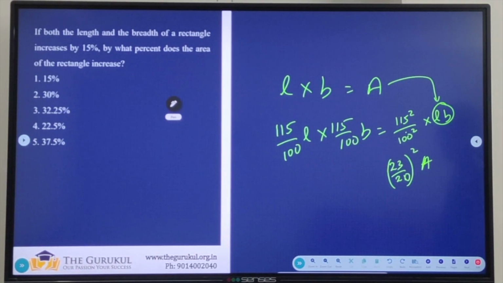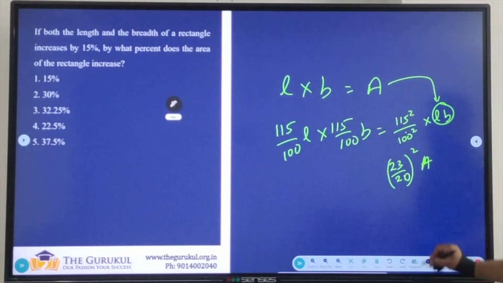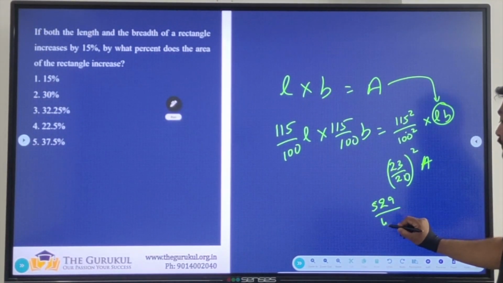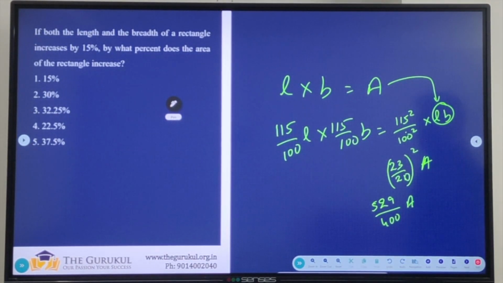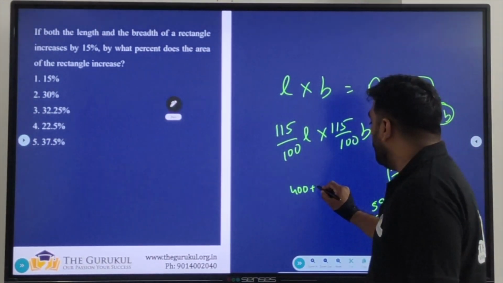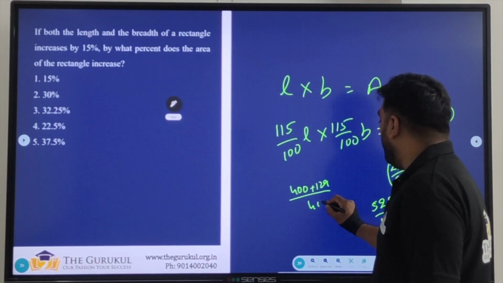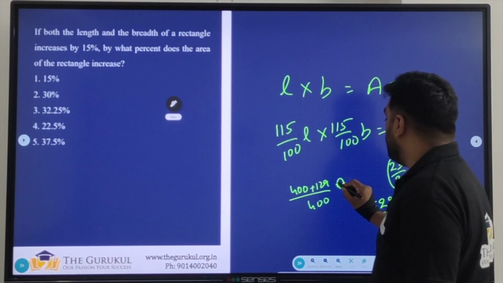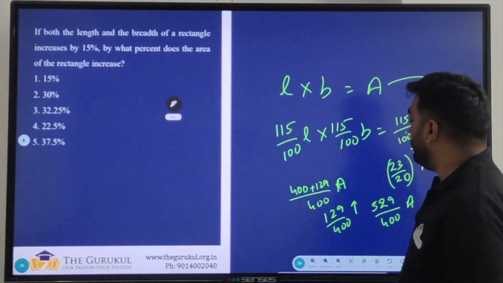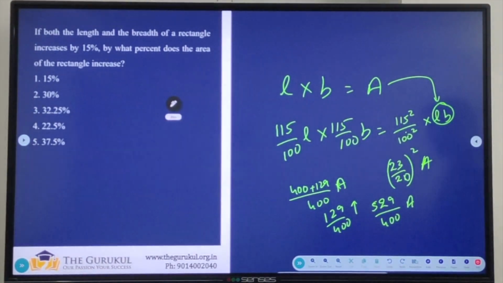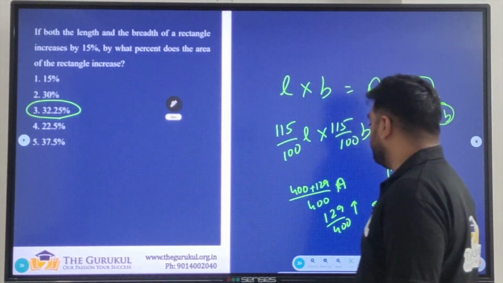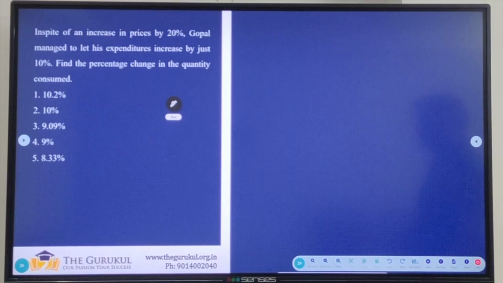So quickly calculate 23 square. Perfect. This will be 529 by 400 A. So how much increase happened? That will be 400 plus 129 by 400 A. This is the increase. So 129 by 400 is the increase that happened. Perfect. Which will be 32.25%. Next.